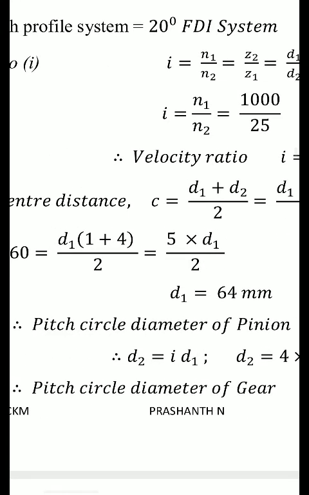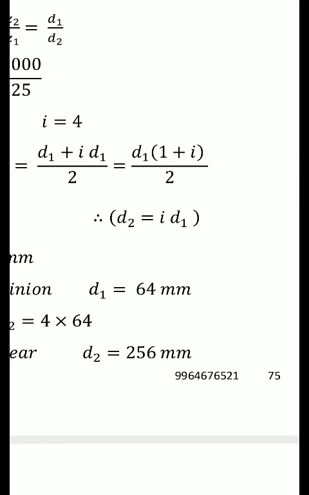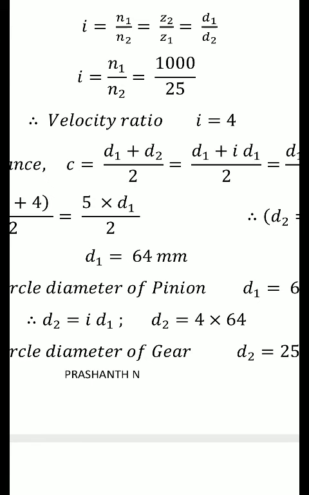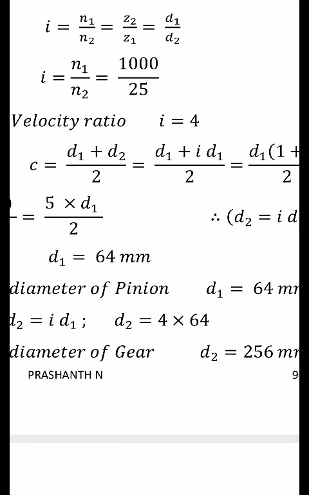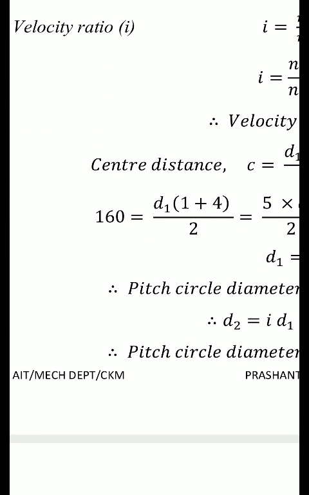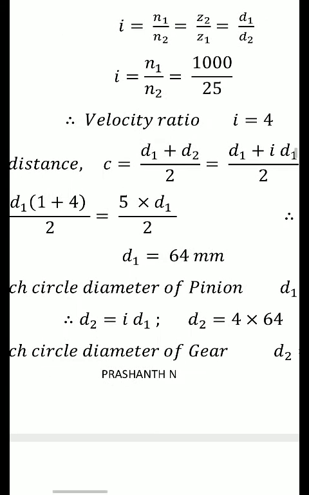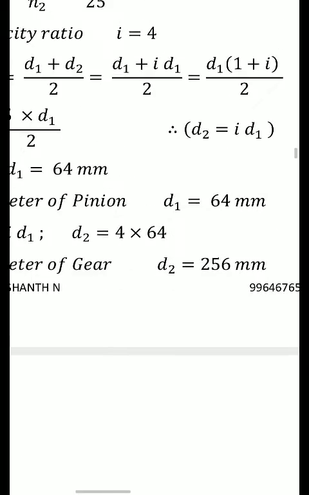Find out the center distance. You have one formula, C is equal to D1 plus D2 divided by 2. D2 is nothing but I is equal to D2 by D1, so D2 is equal to I into D1. So substitute the values in D2, D1 plus I D1 divided by 2. Just take out the common D1, 1 plus I divided by 2. So that center distance is given C 160 millimeter, D1 into 1 plus 4 divided by 2, you get the value of D1 as 64 millimeter.